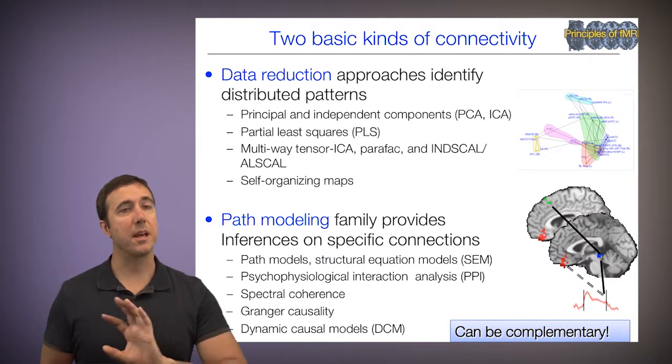These different approaches can be complementary. So, for example, you can use a data reduction strategy like ICA, come up with components, and then you can do path models or other kinds of models on those component scores. I think of this as a toolbox for things that you can do to help understand your data and make interesting inferences.